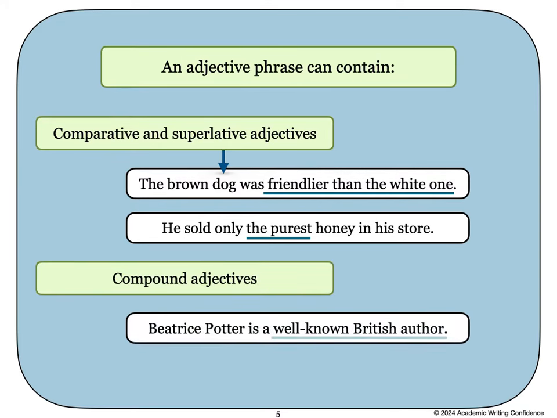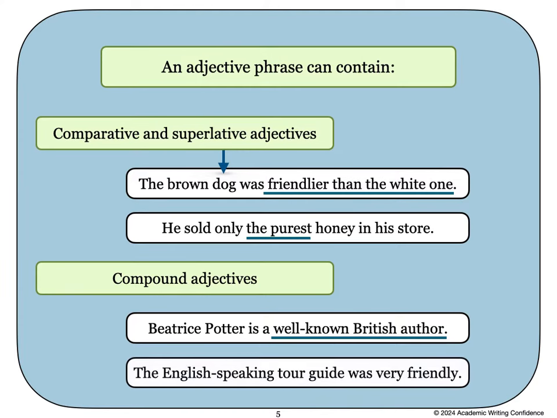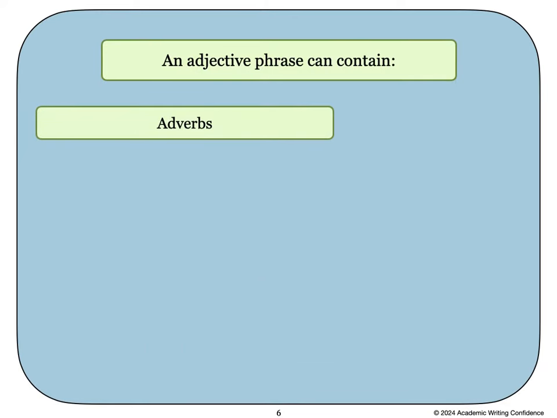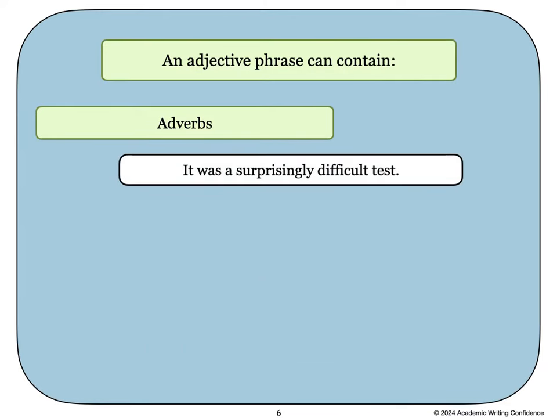An adjective phrase can also have compound adjectives, as in this example. Beatrice Potter is a well-known British author. Or in this sentence, the English-speaking tour guide was very friendly. It can also sometimes have adverbs. It was a surprisingly difficult test.